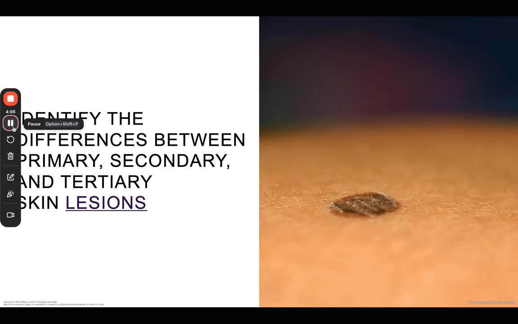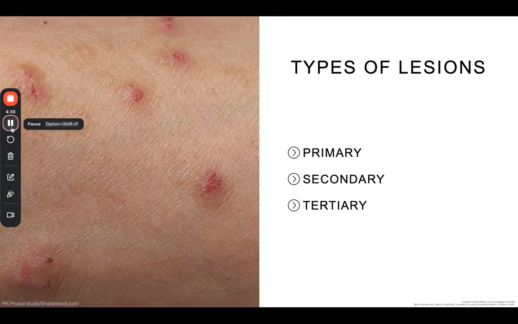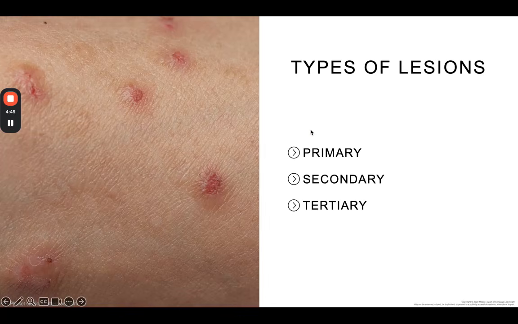Objective 3, identify the differences between primary, secondary, and tertiary skin lesions. You do need to understand and write down in your notes what a lesion is. A lesion is a structural change in the tissues caused by damage or injury. So any mark, any wound, or abnormality is described as a lesion. There are 3 types, which are primary, secondary, and tertiary. Let's break them down. So again, we have primary, secondary, and tertiary lesions. And we are going to start with breaking down our primary lesions first.